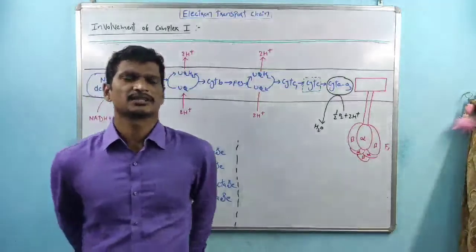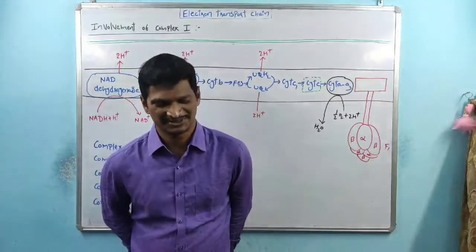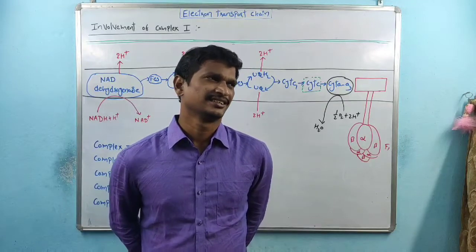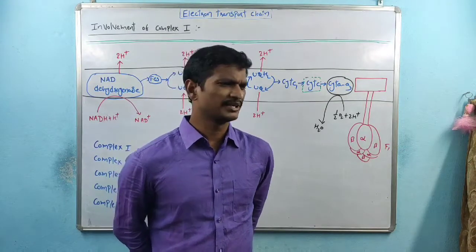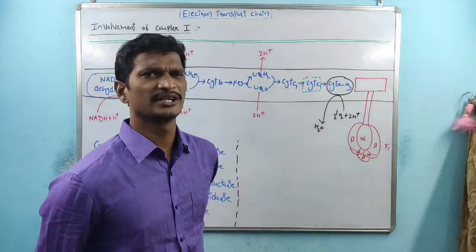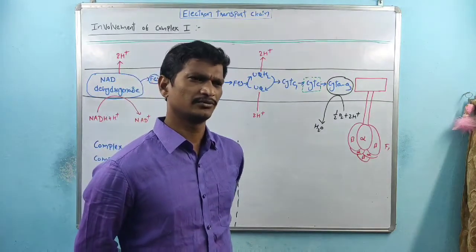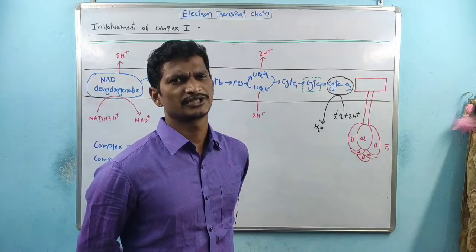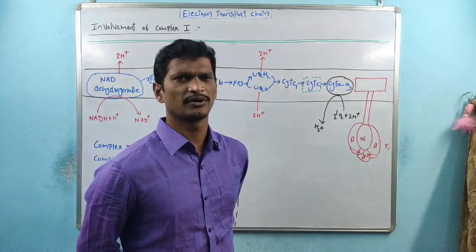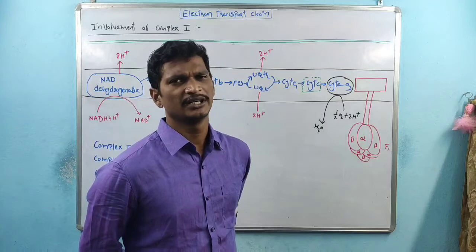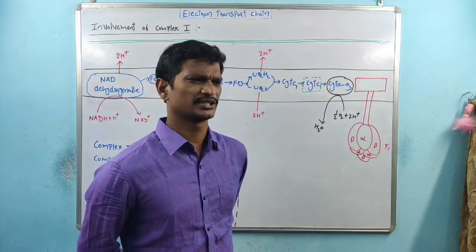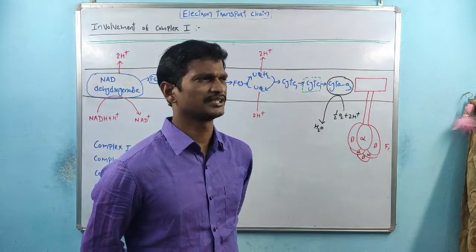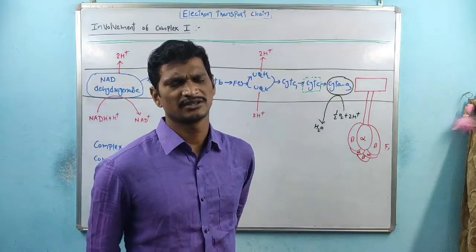Students, in the last class we also discussed the electron transport chain, and for better understanding I'm repeating it again. Today we'll discuss the involvement of complex 1 and complex 2. Last class we discussed the involvement of complex 1, right? How the ATPs are synthesized. But I thought last class's explanation was a basic explanation.